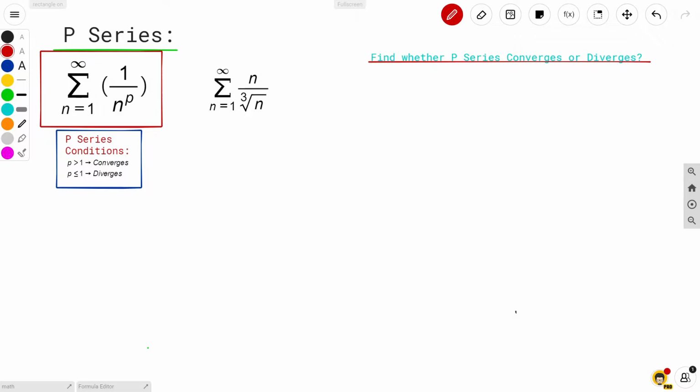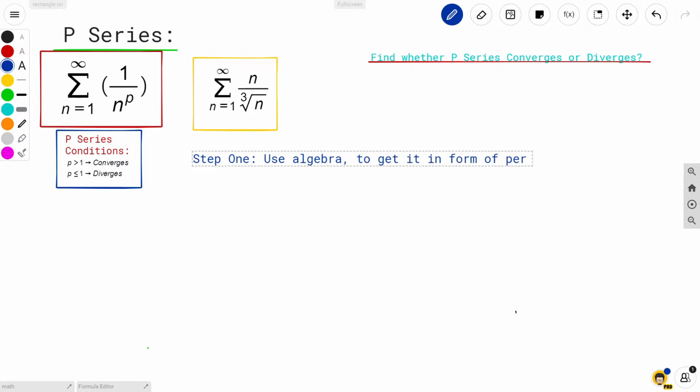Anytime we see this form, we apply the p-series. And this is the problem that we're going to do right here. The first step we need to do is isolate it so we have the form of a p-series. So step 1 is we use algebra to get it in the form of a p-series. That's the first thing we're going to do right here.